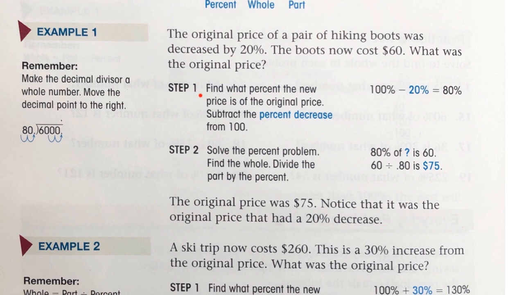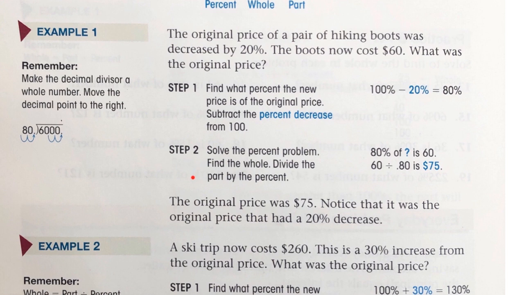So step 1, find what percent of the price, the new price, is the original price. Subtract the percent decrease from 100. So if it was decreased by 20%, we're going to subtract that from 100, and we're left with 80%. Step 2, solve the percent problem. Really, 80% of some number is 60.